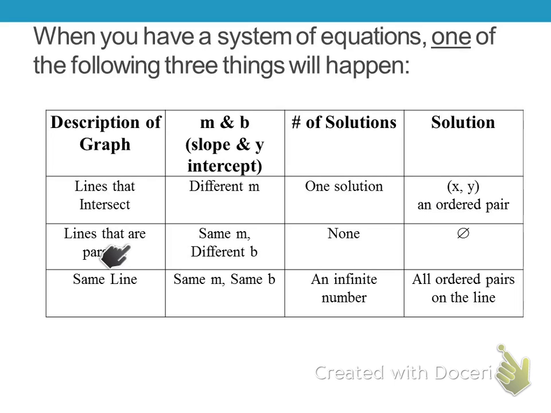And your answer will be an ordered pair, an x and a y. If the lines are parallel, that's when they have the same m and different b's. You're not going to have any solutions because the definition of parallel lines are lines that never intersect. So this means no solution. There's nowhere where they cross. Or if they have the same m and the same b, they're actually the same line. So if you graph a line and the second line's right on top of the first line, we say that there are infinitely many solutions and all ordered pairs on the lines would work. Okay?